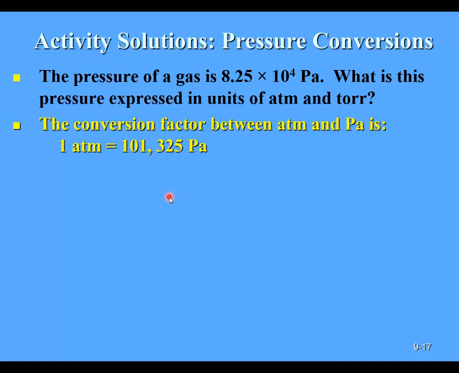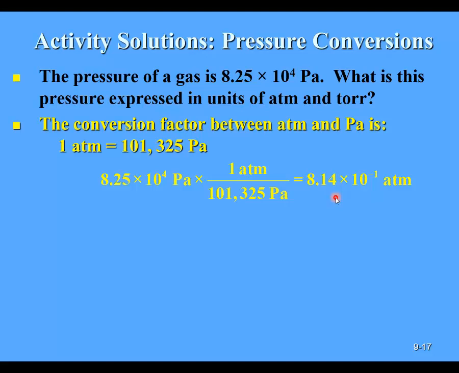101,325 pascals. So if I set up that conversion factor, my 8.25 times 10 to the 4th pascals is going to be divided by the 101,325 pascals for every 1 atmosphere. So I'd end up with converting this to atmospheres. It would be 8.14 times 10 to the negative 1 atmospheres, or basically 0.814 atmospheres. Okay, so this makes sense.